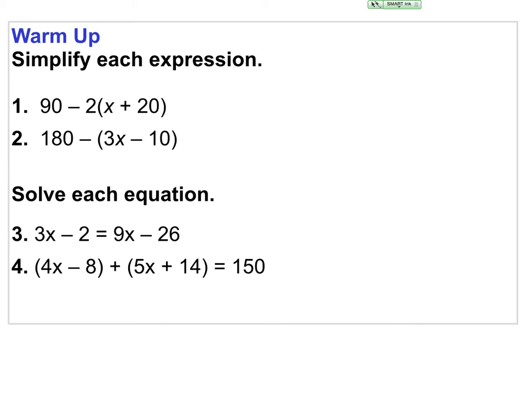Bell ringer answers should be those: 50 minus 2x, 190 minus 3x. On number 1 and 2, you can't solve. They weren't equations. There's no equal sign up there. So you're just really simplifying.